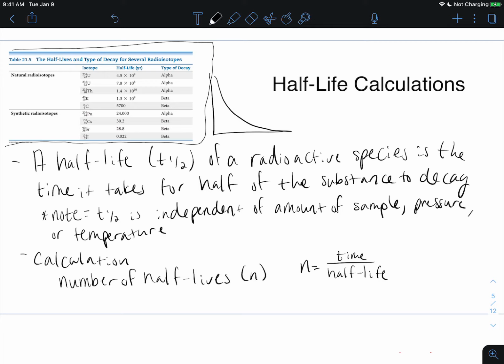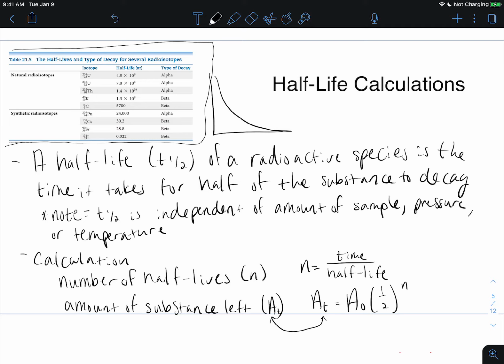And then we also have amount of substance left at a given time. That's going to be A_t is equal to A naught, which is our initial amount, times 1/2 to the n. So that's that. And then this A naught is initial amount.